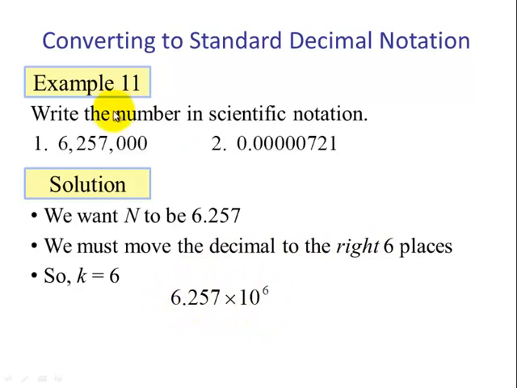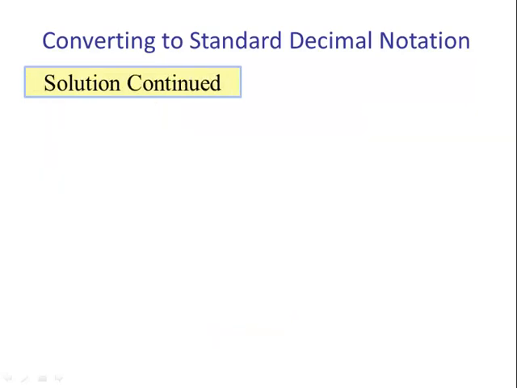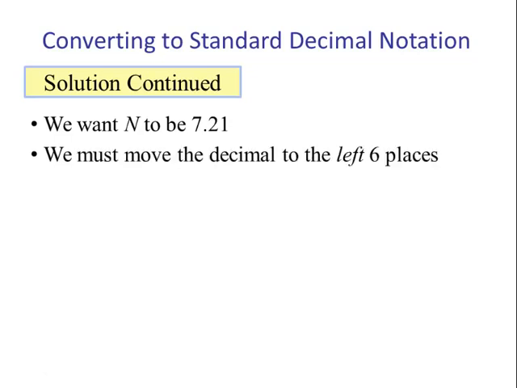This expression and this expression are equivalent. This is what we call standard form, and this is scientific notation. For number 2, we want n to be 7.21, so we must move the decimal place 6 places to the left. So that means k is a negative 6. So we have 7.21 times 10 to the negative 6th power.